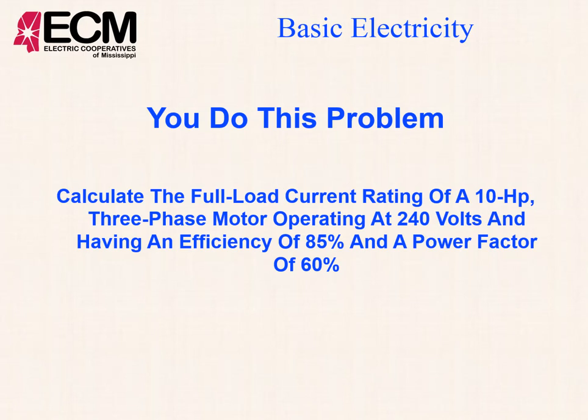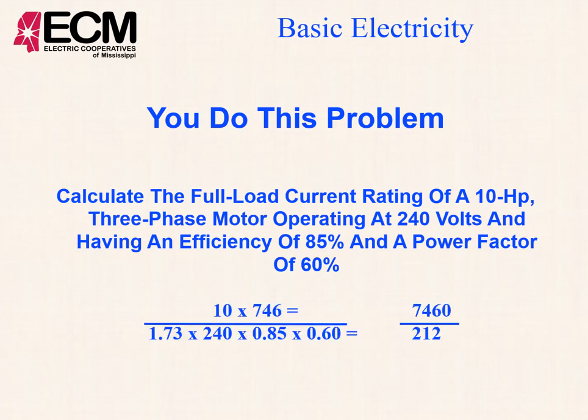We have a 10 horsepower, three-phase motor operating at 240 volts, with an efficiency of 85% and a power factor of 60%. Put our formula there. 10 horsepower times 746 gives us 7,460 watts. Then we use the 1.73, our voltage of 240, our 85% efficiency, and our 60% power factor. Multiply all that together, we get 212. Divide that 212 into the 7,460, and that motor will draw 35 amps.